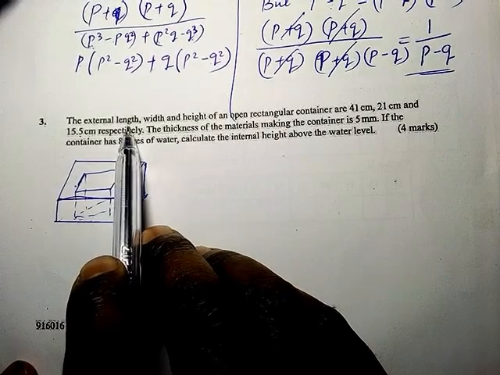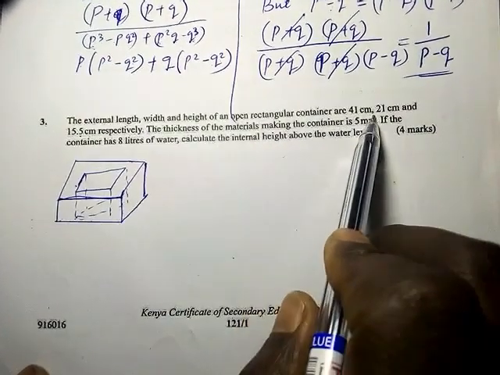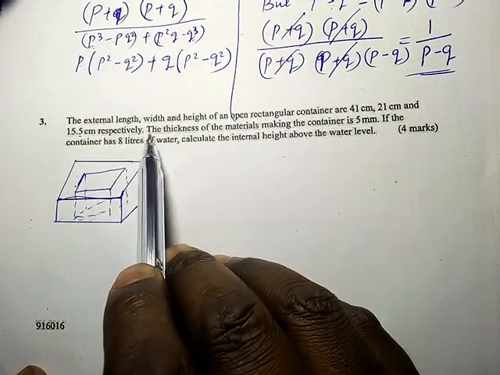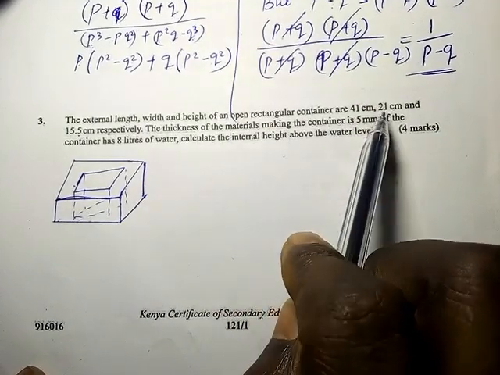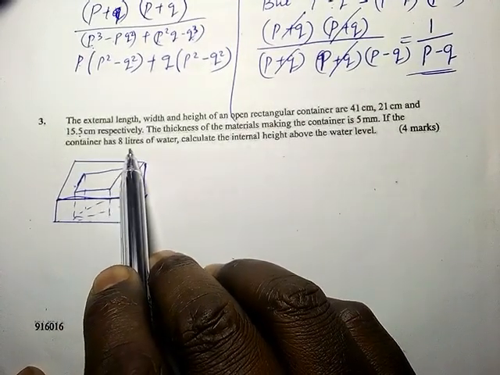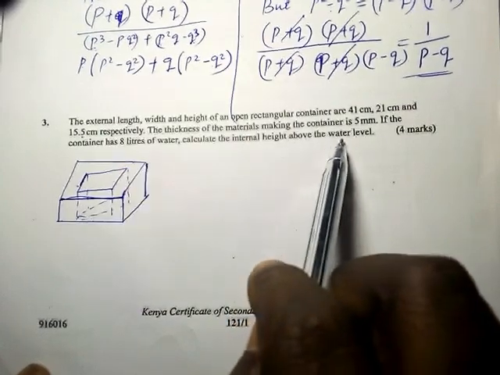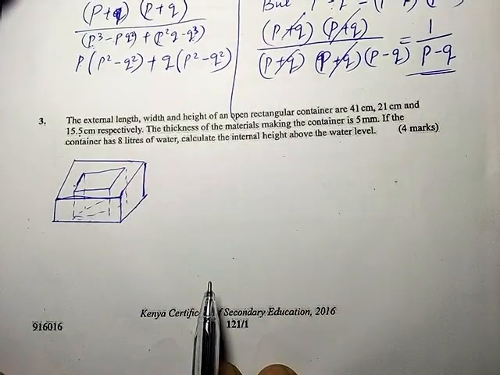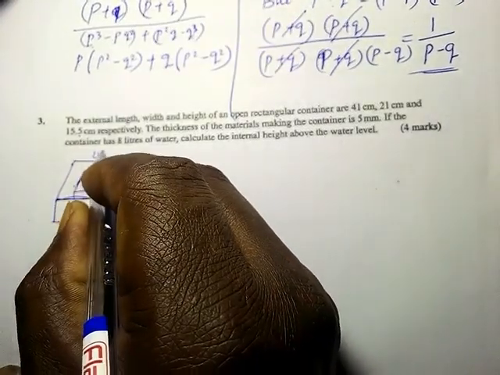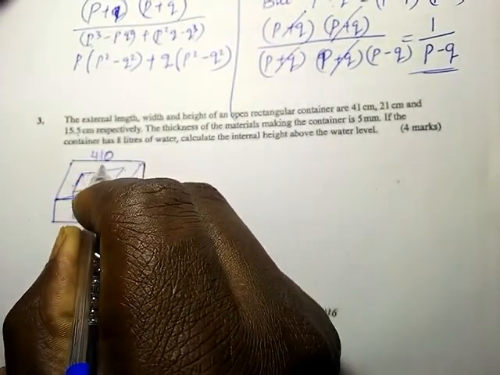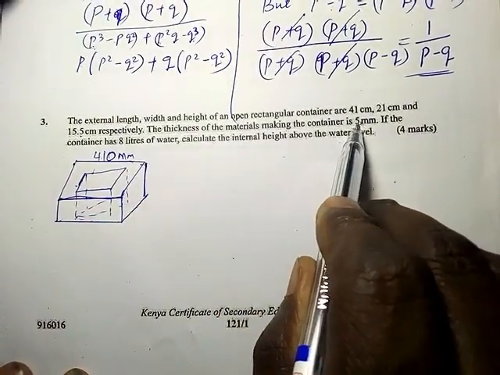The external length, width and height of an open rectangular container are 41 centimeters, respectively. The thickness of the material making the container is 5 millimeters. If the container has 8 liters of water, calculate the internal height above the water level. So we have been told that from here up to here is 41 centimeters, which is the same as 410 millimeters. I want to make the units uniform for this one.